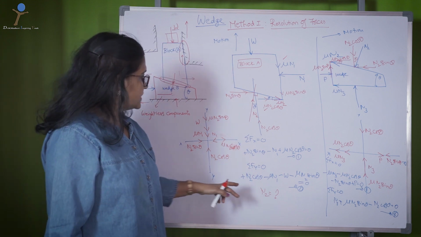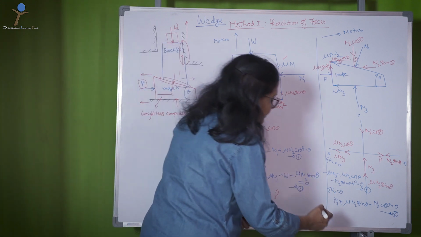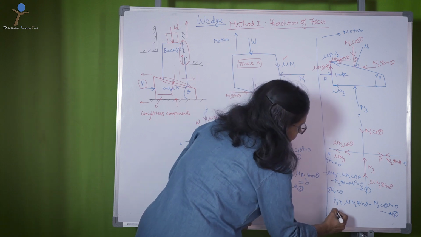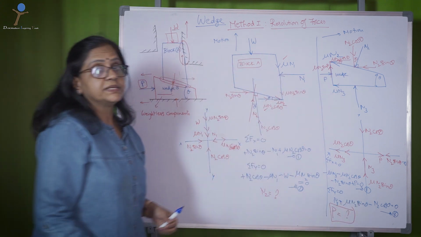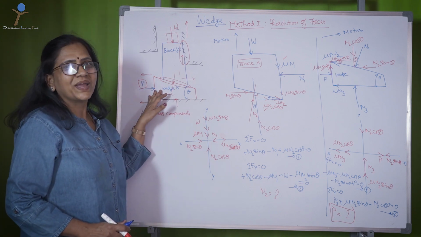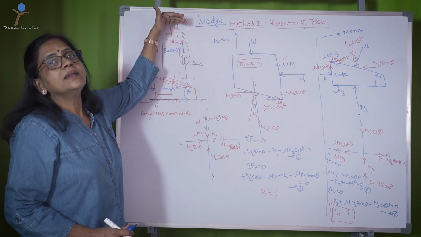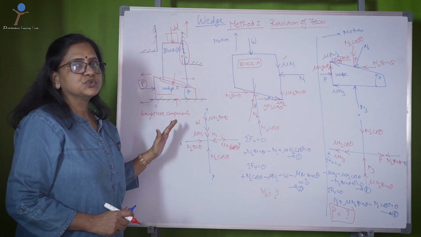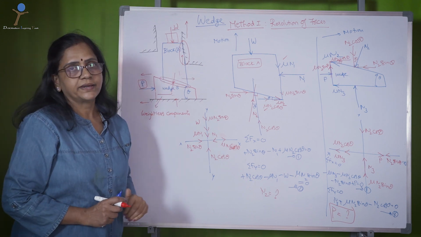So once you get n2, substitute the n2 here and then derive the value of P. How much force is required? What does the P tell you? How much force is required to be applied on the wedge to raise the weight to a certain height? So this is useful for us to determine how much P is required.